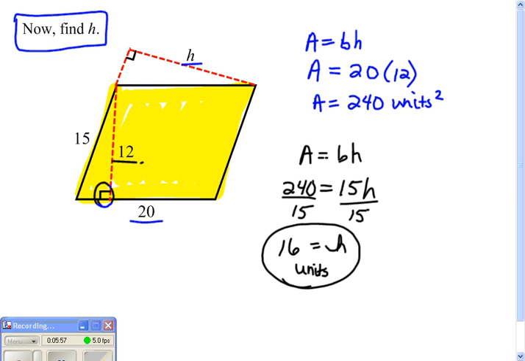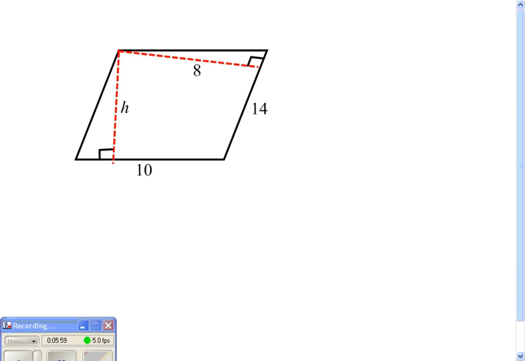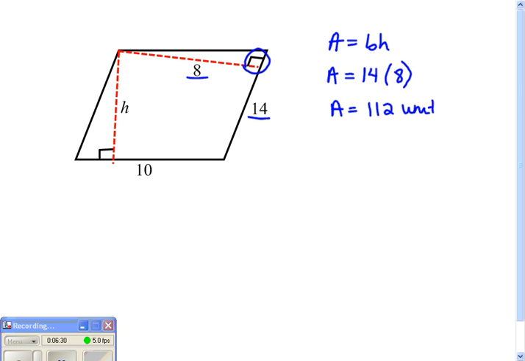Let's try one more example of this type. Starting off the same way that we did before. Area is base times height. Look on this picture for a pair of base height values that you know. Okay, hopefully you've found that you've got an 8 for height and a 14 for a base. So plugging those numbers into the formula, we end up with an area of 112 units squared.